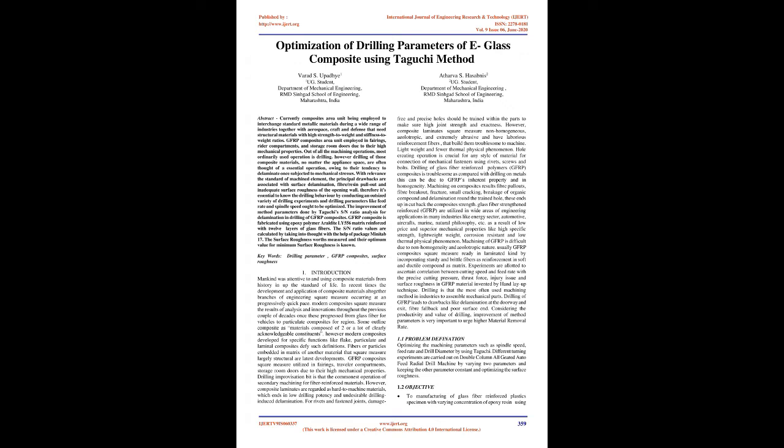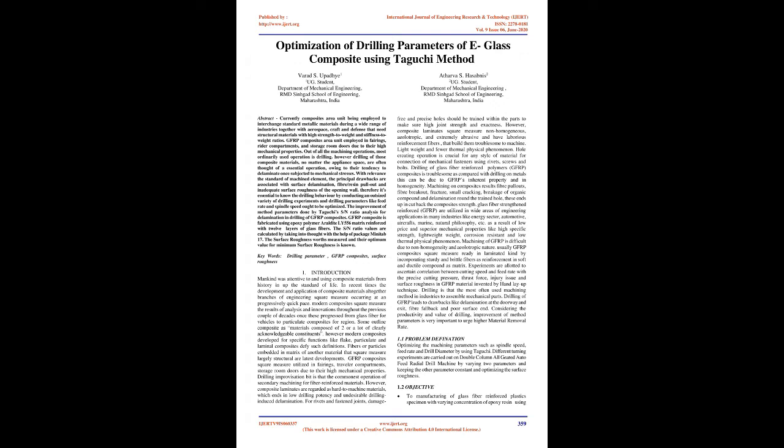Hole making operation is crucial for any kind of material for connection of mechanical fasteners using rivets, screws and bolts. Drilling of glass fiber reinforced polymers, GFRP, composites is difficult as compared with drilling on metals. This is due to GFRP's inherent property and inhomogeneity. Machining on composites results in fiber pullouts, fiber breakout, fracture, micro cracking, breakage of matrix and delamination around the drilled hole. These result in reduced composite strength.